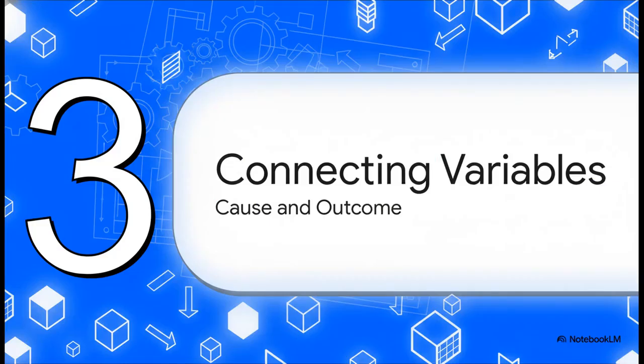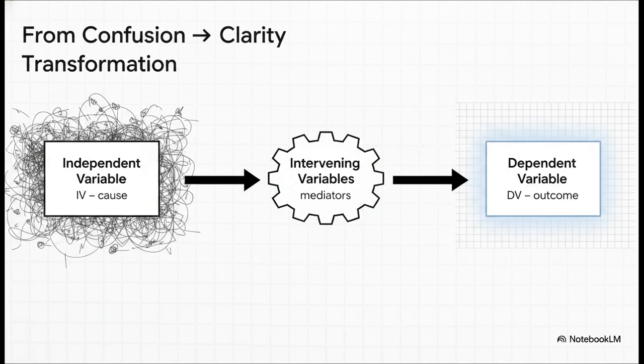Let's move on and see how this builds in Part 3, Connecting the Variables, Cause, Process, and Outcome. I want you to imagine your study as a system. In this system, there's something that causes a change and something else that is affected by it. You have your independent variable, that's the cause, your dependent variable, the outcome, and often you've got intervening variables sitting right there in between, acting as mediators or moderators. As you're putting this together, you really need to ask yourself, what influences what? What actually comes first, and what changes because of it?